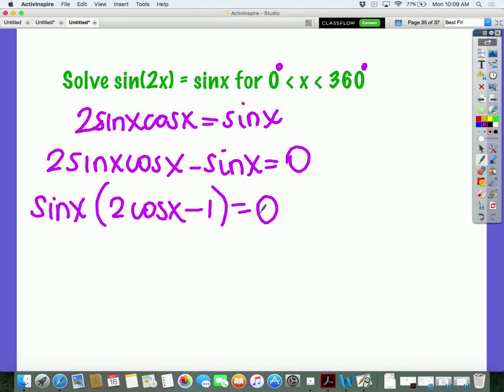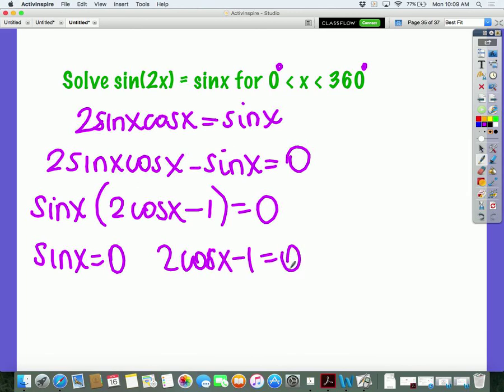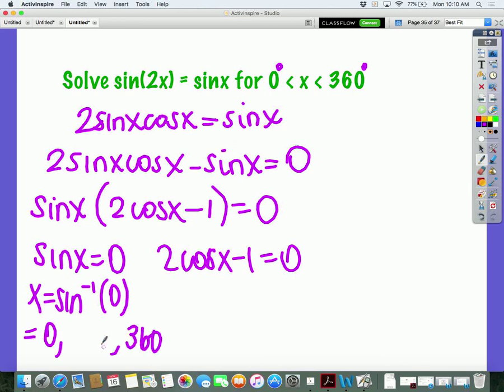And since you have factors that are equal to 0, you can set them equal to 0. So you have sine of x equals 0 and 2 cosine x minus 1 equals 0. This goes back to the very first types of problems that we were dealing with, the ones that are a little more simple. In this first part, we're trying to figure out where between 0 and 360 degrees sine is 0. It would be at 0 degrees, and 360, as well as 180.